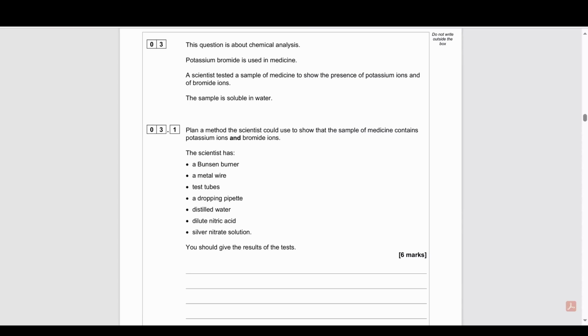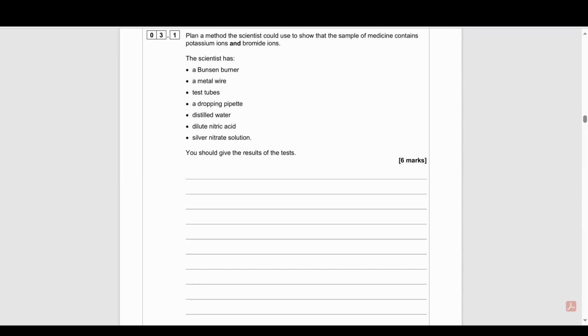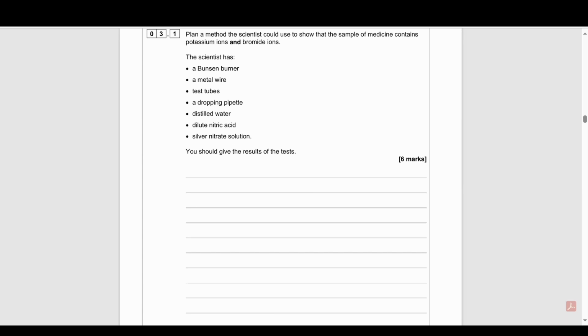The scientist has the following piece of equipment. You should give the results of the tests. 6 marks. So planning a method, so we need to use the equipment, how we're going to use the equipment, what are the results that we're going to obtain. So we'll start with flame tests.